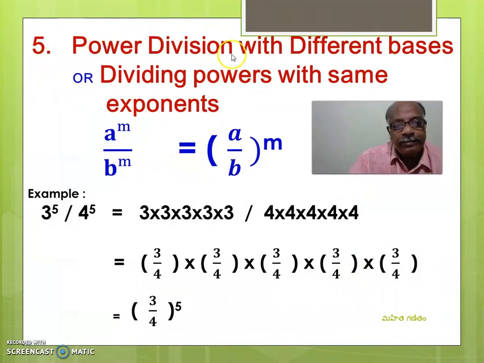Fifth law. Power division with different bases: dividing powers with the same exponents. a to the power of m by b to the power of m is equal to a by b whole to the power of m. Taking the example 3 to the power of 5 by 4 to the power of 5, that means 3 into 3 into 3 into 3 into 3, 5 times, by 4 into 4 into 4 into 4 into 4, 5 times. So this can be written as 3 by 4, 3 by 4, 3 by 4, 3 by 4, 3 by 4. So the answer is 3 by 4 whole to the power of 5.